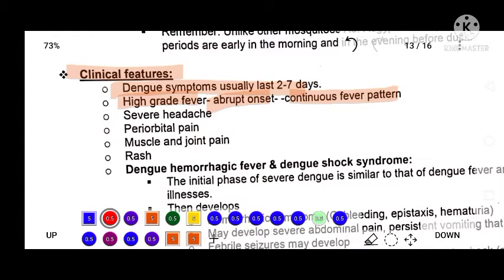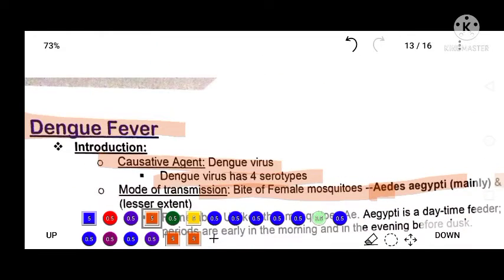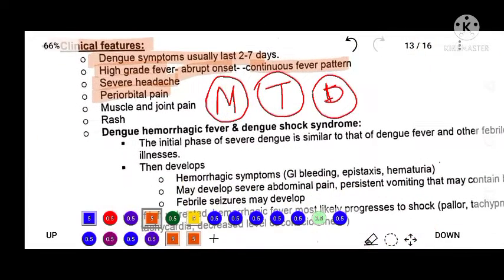So you have to differentiate between the fevers. Fever may be caused predominantly by malaria, or there may be typhoid fever, and there may be dengue fever. So how can you differentiate? Only by clinical features can you differentiate. In dengue fever, there is severe headache with periorbital pain, which is probably not present in other types of fever, like typhoid.